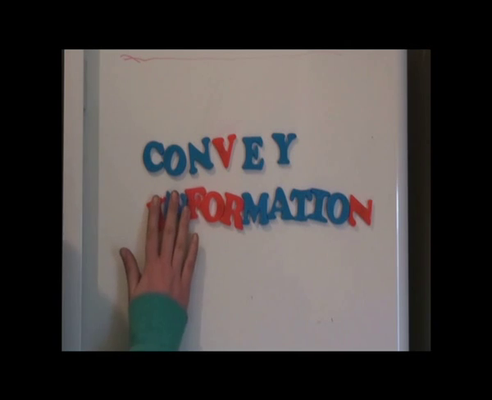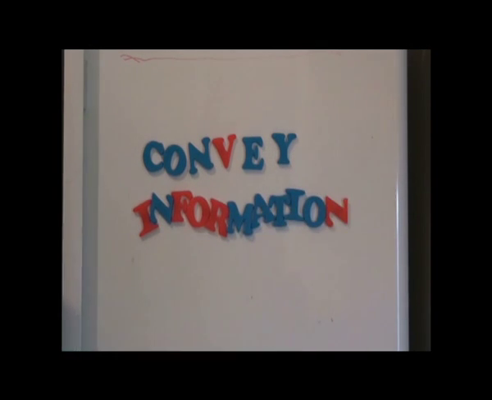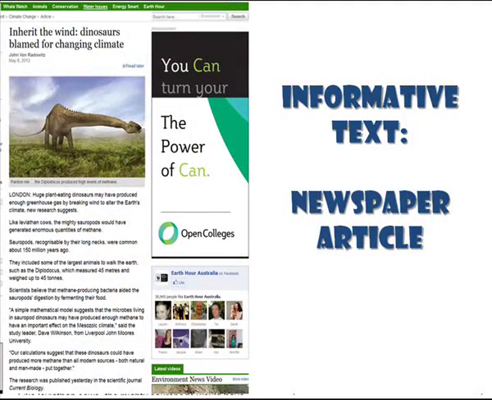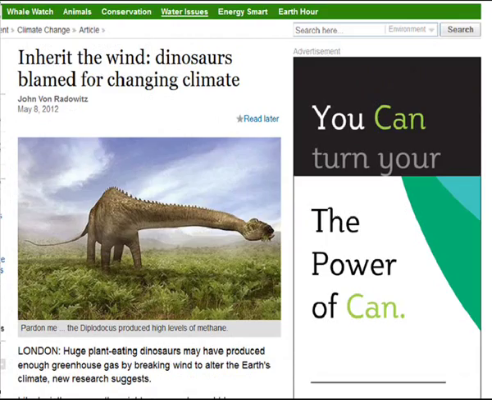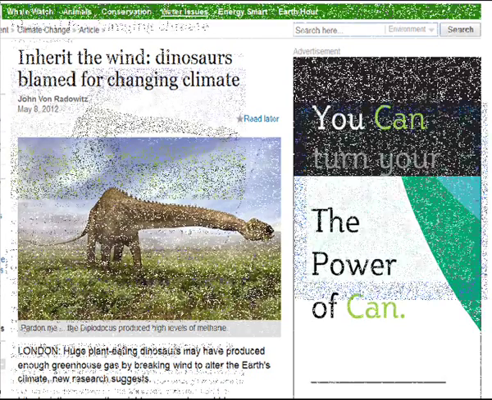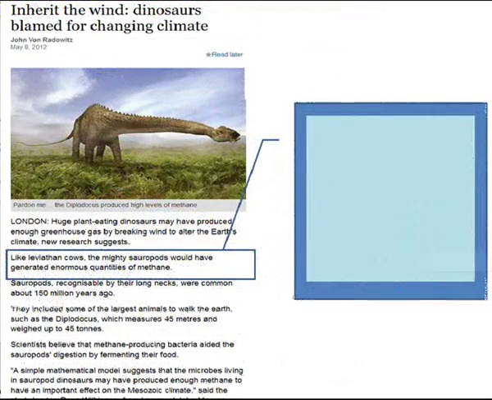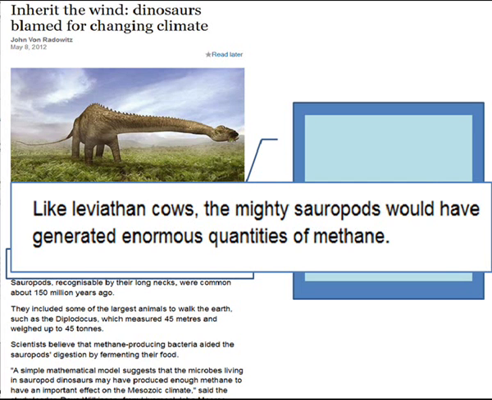The article we are looking at today, Inherit the Wind, Dinosaurs Blamed for Changing Climate, employs many of the key language features found in informative texts. The author uses a simile to compare these dinosaurs to cows, making the concept understandable to the modern reader.